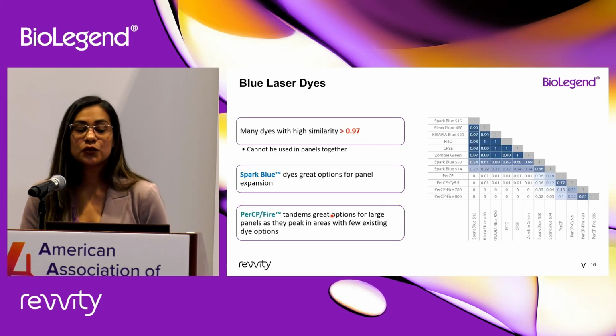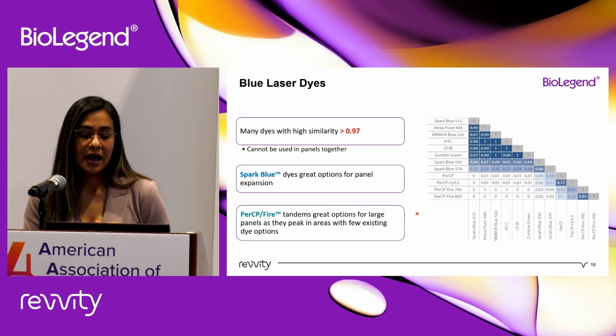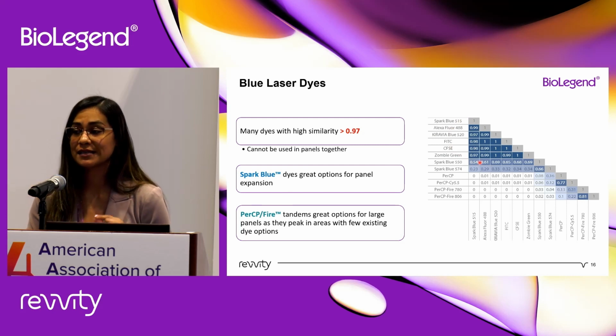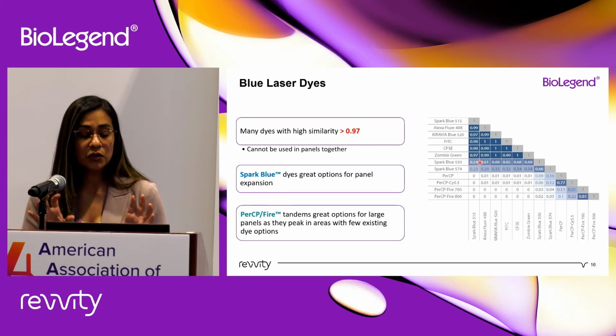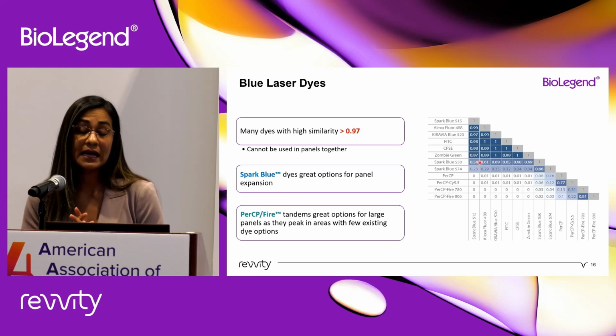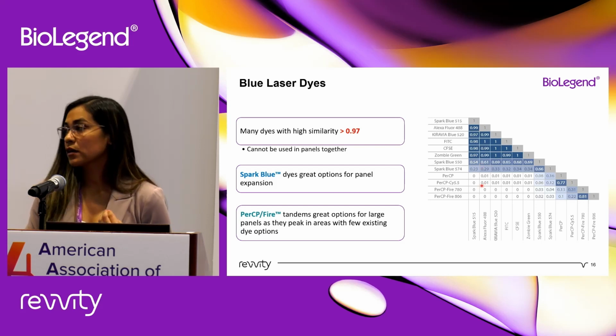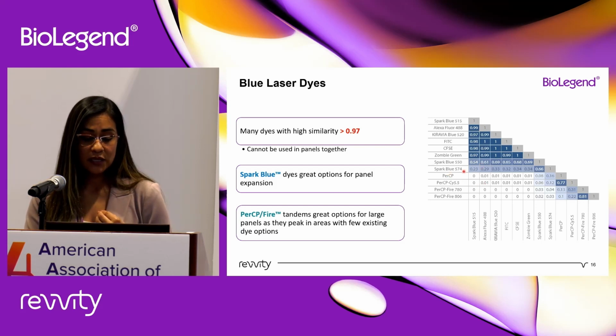Now, in looking into the blue laser, here we have multiple dyes. All of them have a high similarity index higher than 0.97. That means that we cannot have a good resolution between them. They are too similar, and we must choose only one of those.